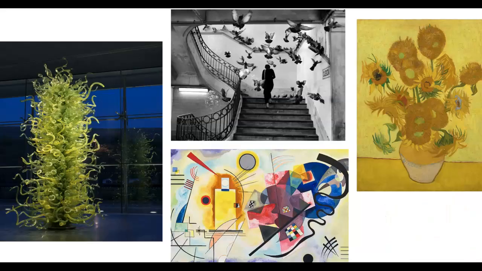Now that you know what the visual arts are, here are some more examples. On the left, we have a sculpture from the Corning Glass Museum in New York. At the top, we have a black and white photograph. Right below it, we have some abstract art, possibly done with watercolor or colored pencils. And lastly, we have a piece by a famous artist known as Vincent van Gogh.